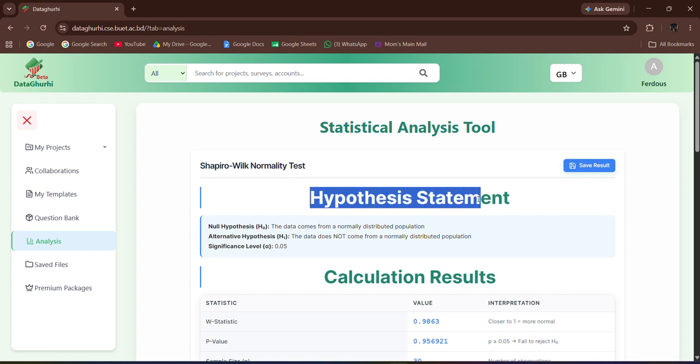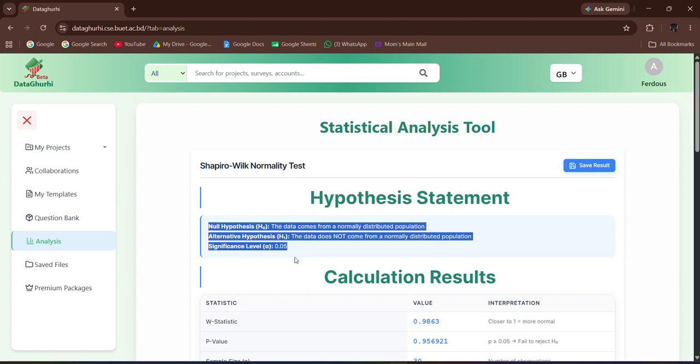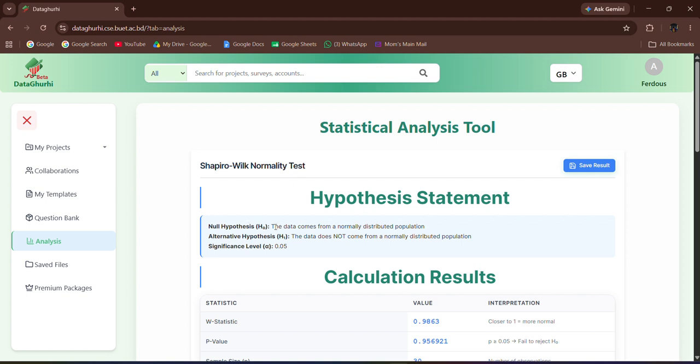Now, the hypothesis statement. You can follow either of these. The null hypothesis is that the data comes from a normally distributed population, or does not, which is the alternative hypothesis. And here is the significance level at 0.05.